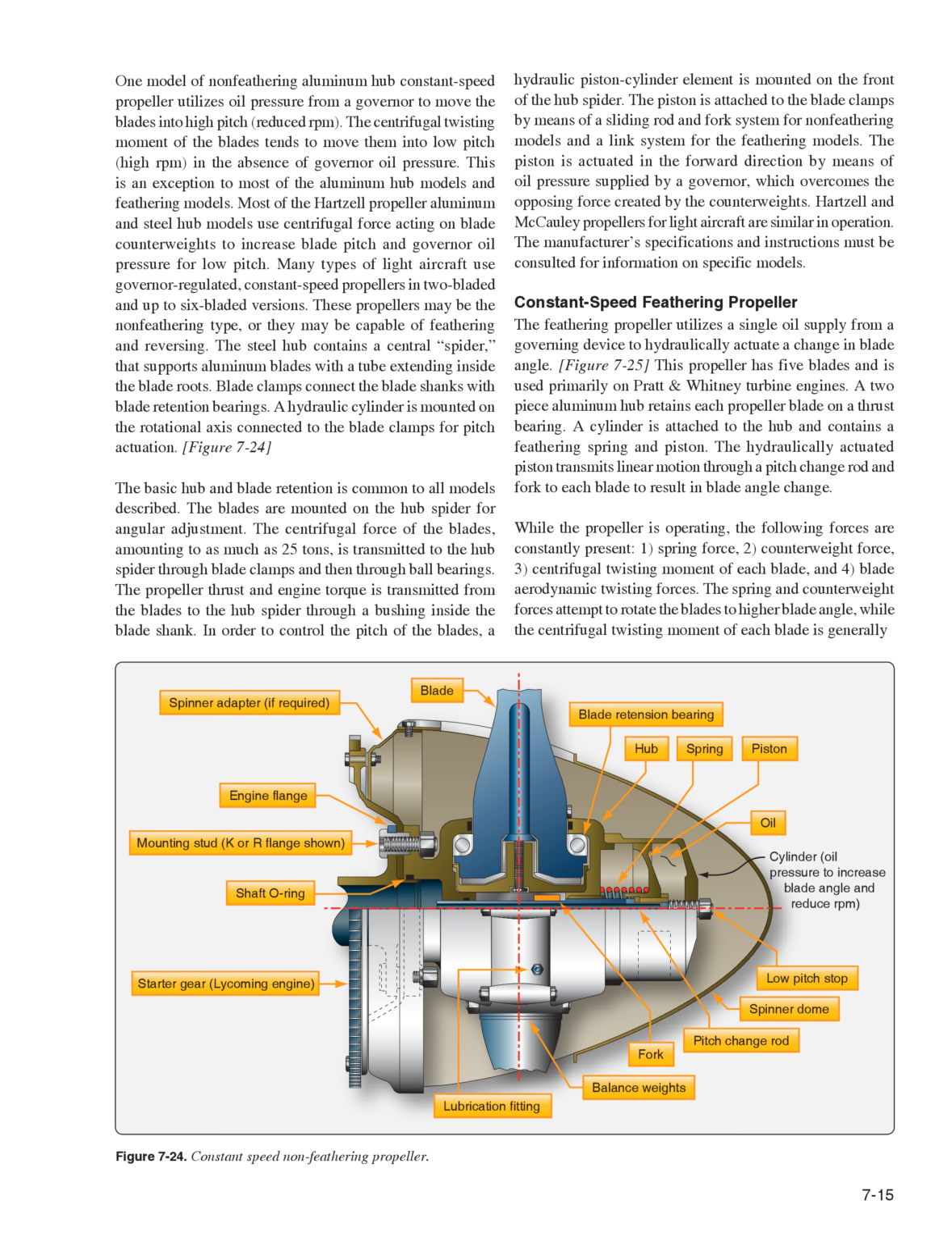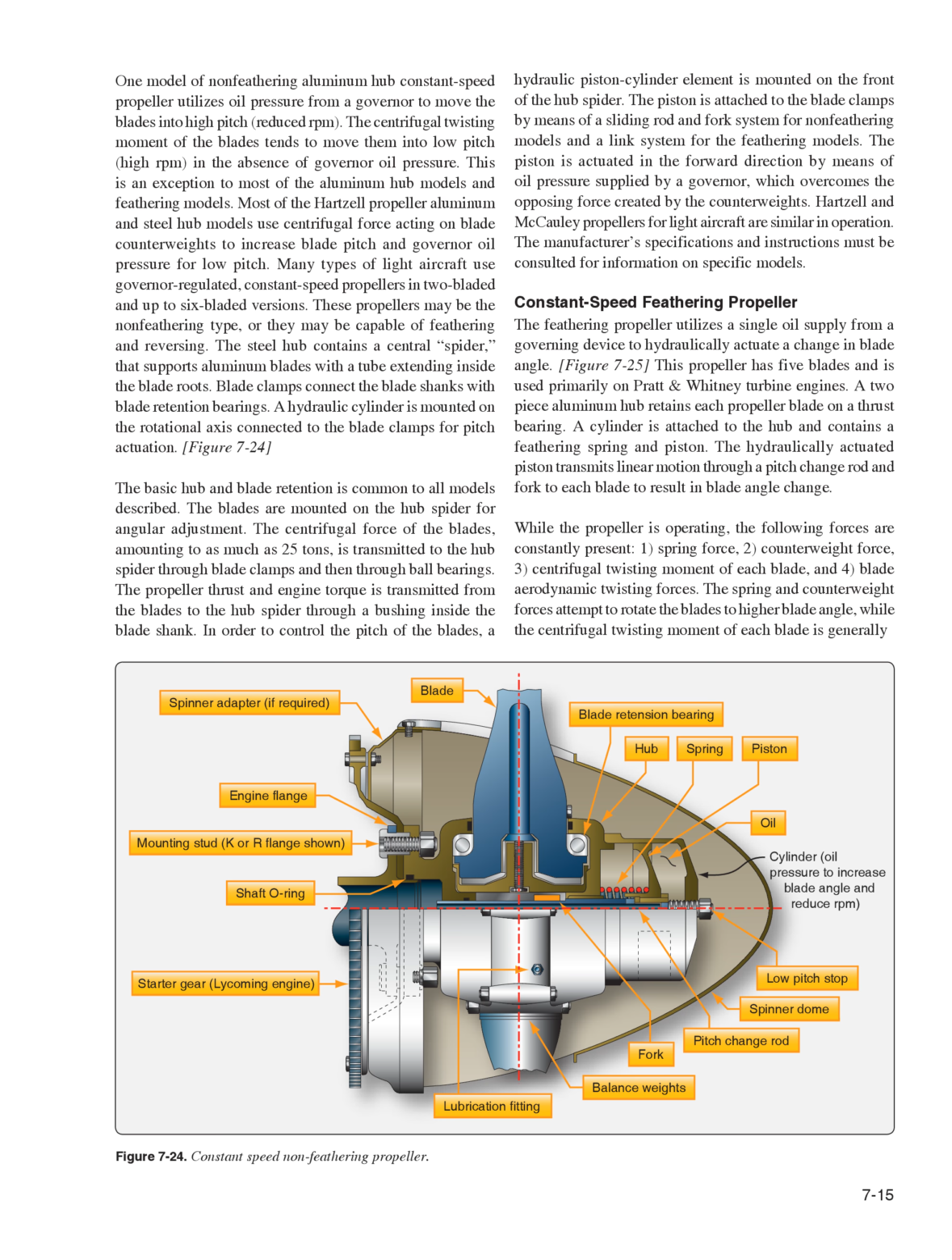The propeller thrust and engine torque is transmitted from the blades to the hub spider through a bushing inside the blade shank. In order to control the pitch of the blades, a hydraulic piston cylinder element is mounted on the front of the hub spider. The piston is attached to the blade clamps by means of a sliding rod and fork system for non-feathering models and a link system for the feathering models. The piston is actuated in the forward direction by means of oil pressure supplied by a governor, which overcomes the opposing force created by the counterweights. Hartzell and Macaulay propellers for light aircraft are similar in operation. The manufacturer's specifications and instructions must be consulted for information on specific models.